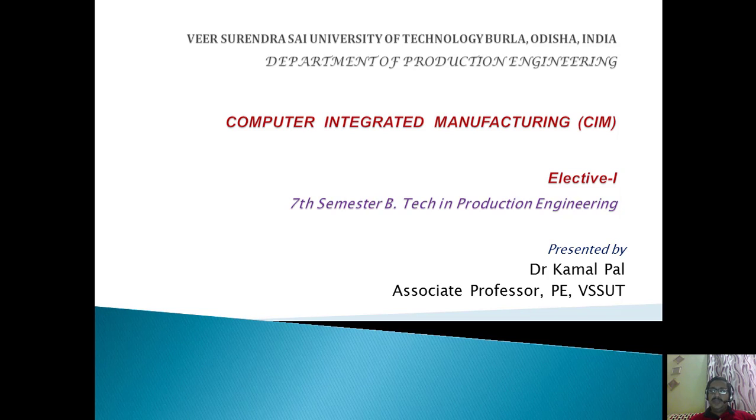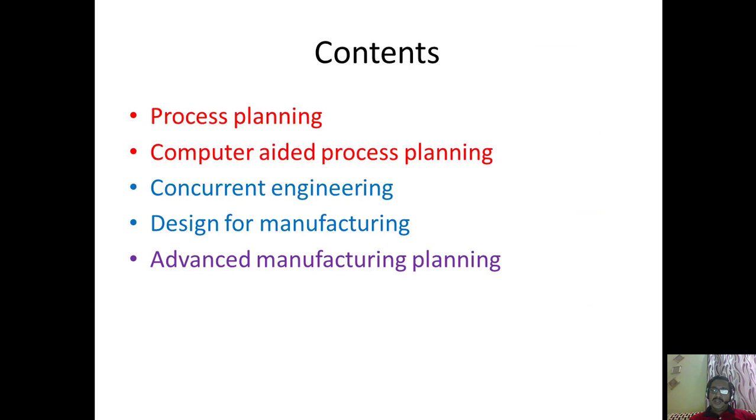And CAPP, that is computer aided process planning, is a part of it. The contents of this presentation comprise what process planning is, the prerequisites of CAPP, then CAPP, computer aided process planning, then the concept of concurrent engineering, and design for manufacturing also you should understand, because with that concept you can understand why CAPP is highly essential in the modern manufacturing scenario. And finally we will discuss the design for manufacturing concept.